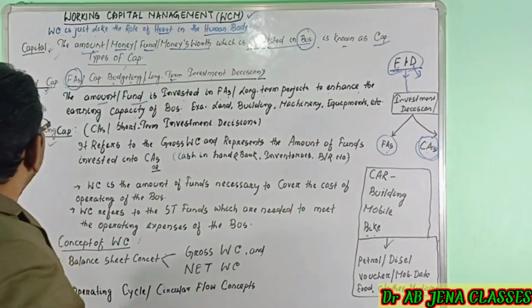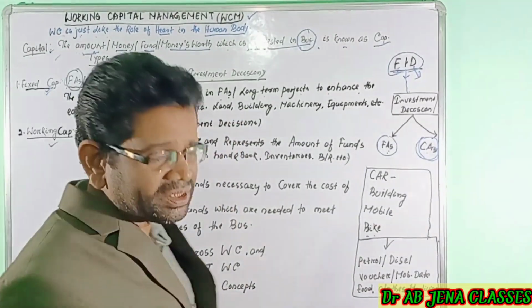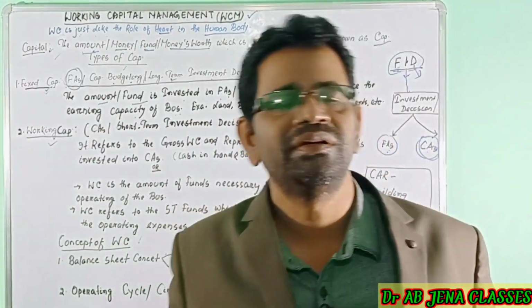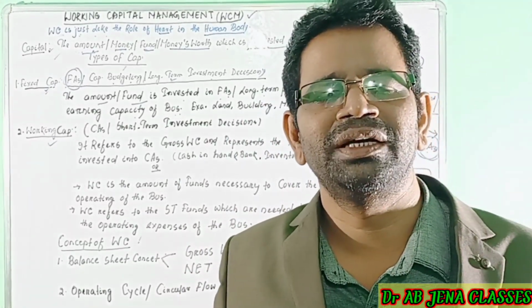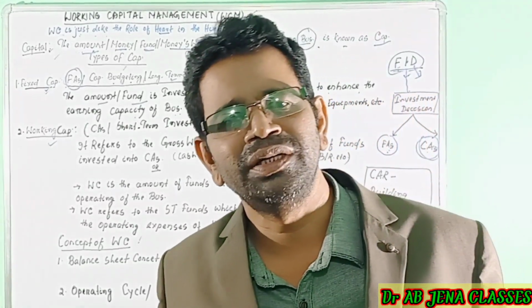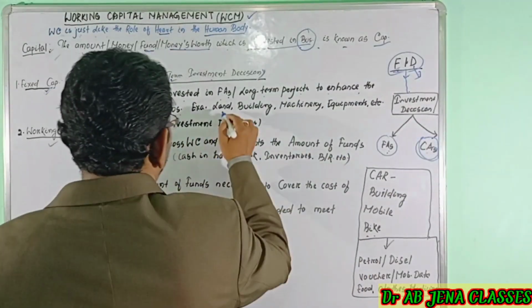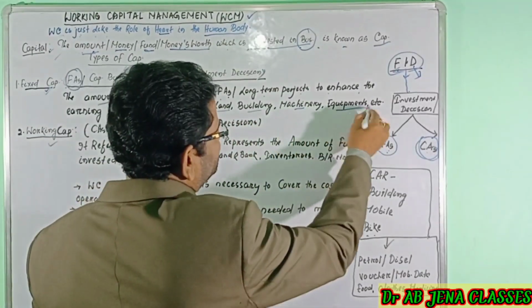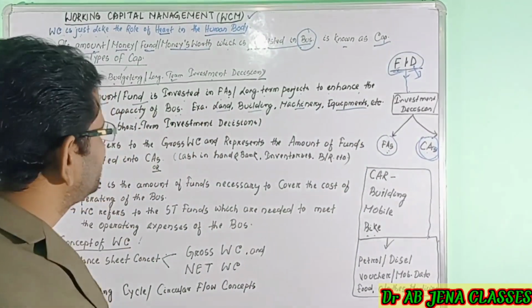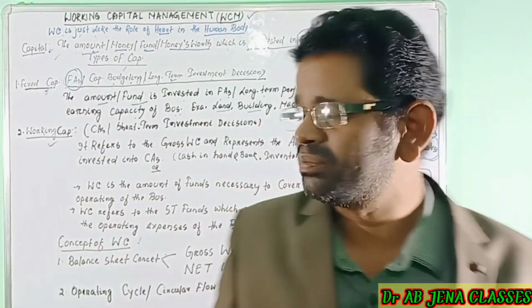An example of fixed capital: at the time of starting the business, each and every type of business organization must need fixed capital for the purpose of investment in land, building, machinery, equipment, etc. to start the business or for production purposes.